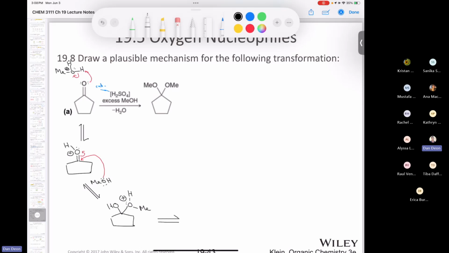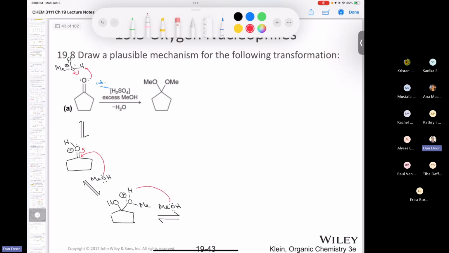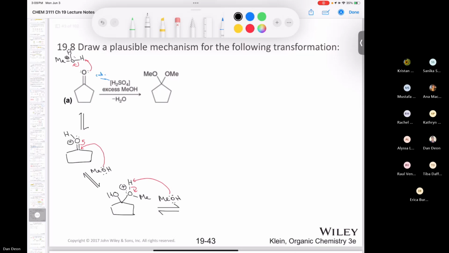But before we can get to our hemiacetal, another equivalent of methanol has to come in. Remember, there's lots of methanol, to abstract this proton, and then we will have our hemiacetal. So at this point, we'll have our hemiacetal. So we have our hydroxyl, and we have our methoxy group on here. So this is the hemiacetal, like that.